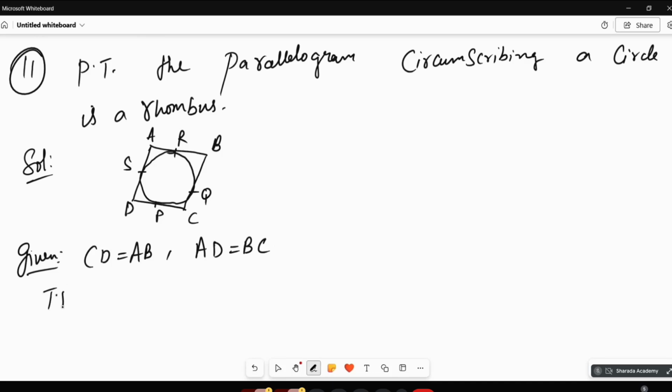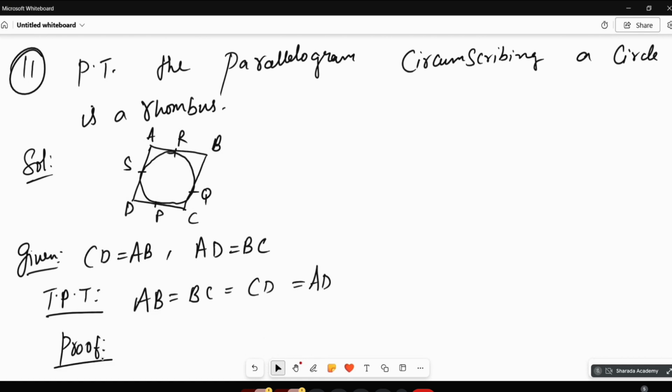Now to prove that it is a rhombus, that means all sides equal. AB is equal to BC is equal to CD is equal to AD. This you have to prove. Okay. Now proof. Same thing what we did earlier. See, tangents drawn from external point are equal. That is AS is equal to AR. Then DS is equal to CP.